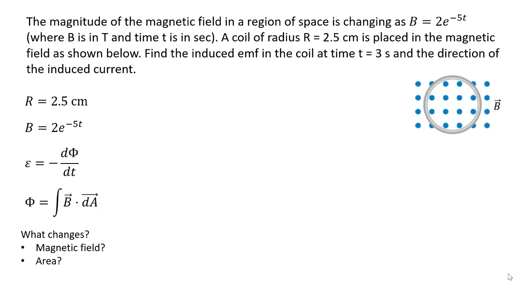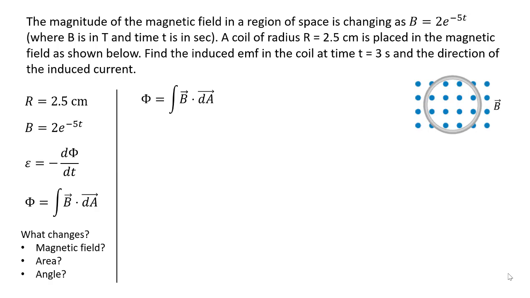Does the area through which we calculate the flux change? No, it does not. The coil has a radius that is fixed, 2.5 centimeters, and therefore the area through which we have magnetic field does not change. How about the angle between the magnetic field and the area vector? Well, the direction of the coil in the magnetic field does not change, so therefore the angle is constant. Knowing all this, let's evaluate the integral.